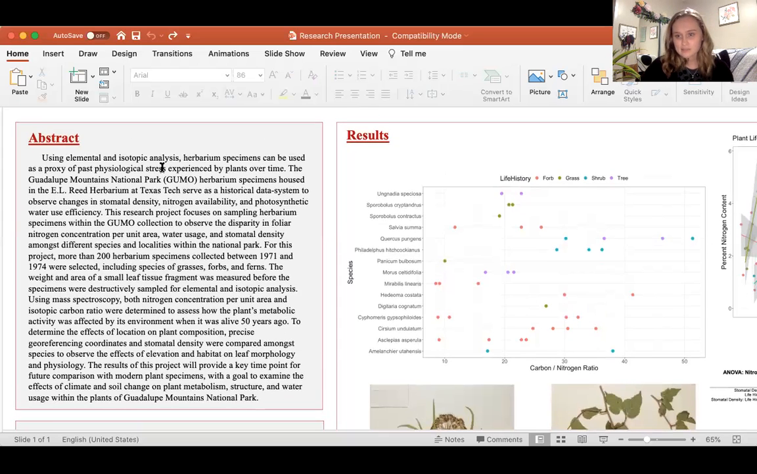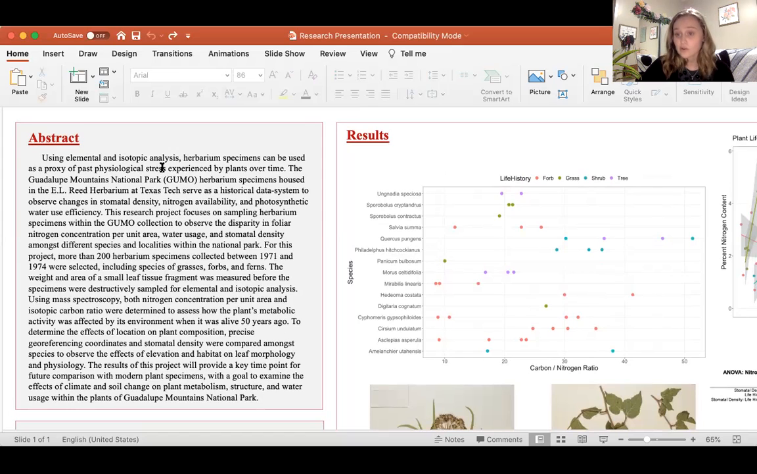So the purpose of this experiment is basically to utilize these 50-year-old herbarium specimens that have been found in the E.L. Reed Herbarium at Texas Tech, because they serve as a historical data system to observe changes in stomatal density, nitrogen availability, and photosynthetic water usage.